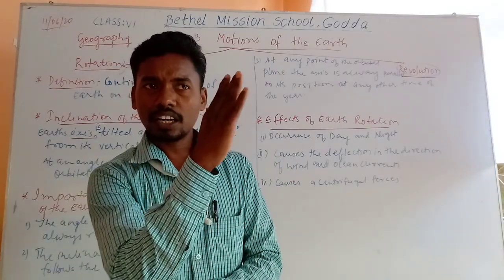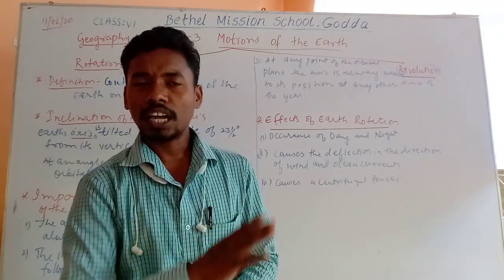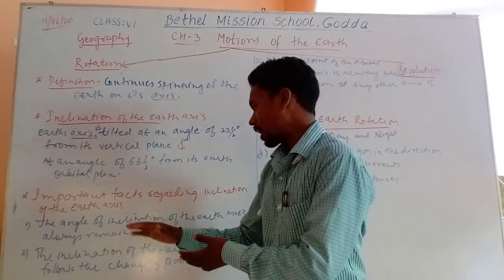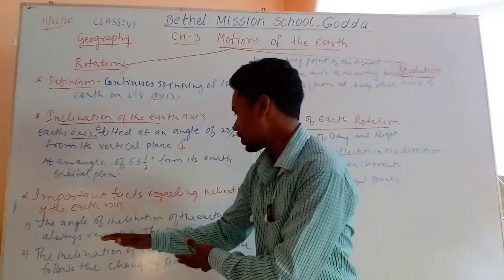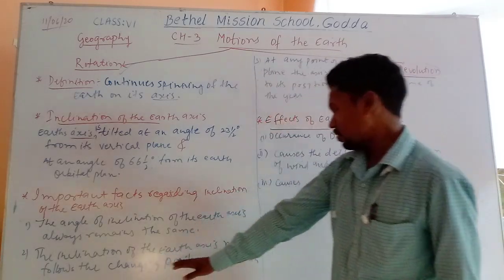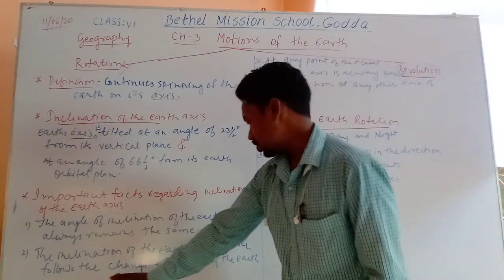Okay, so that angle of inclination is not going to change. Understood? The angle of inclination of the earth always remains the same. Secondly, the inclination of the earth's axis never follows the change in position.